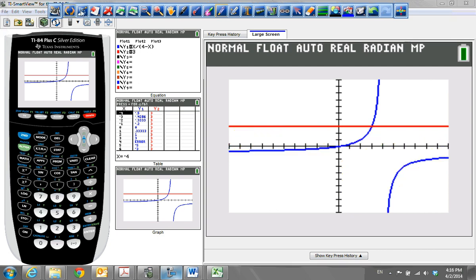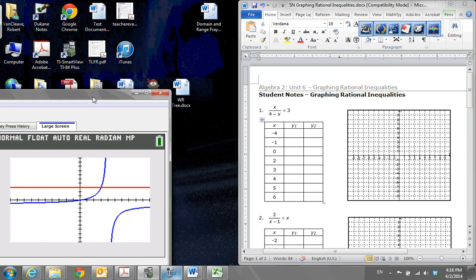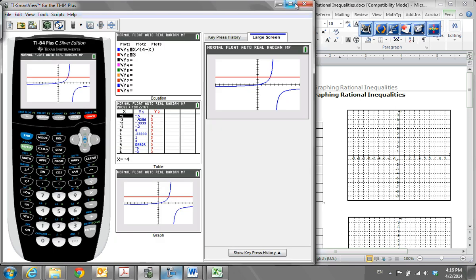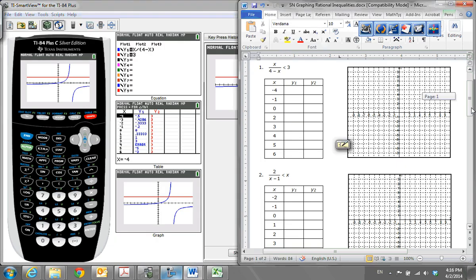All right. So we'll do a couple more and then we'll be done, because really this is just can you put the equation in the calculator correctly. So let's skip down to number 4.